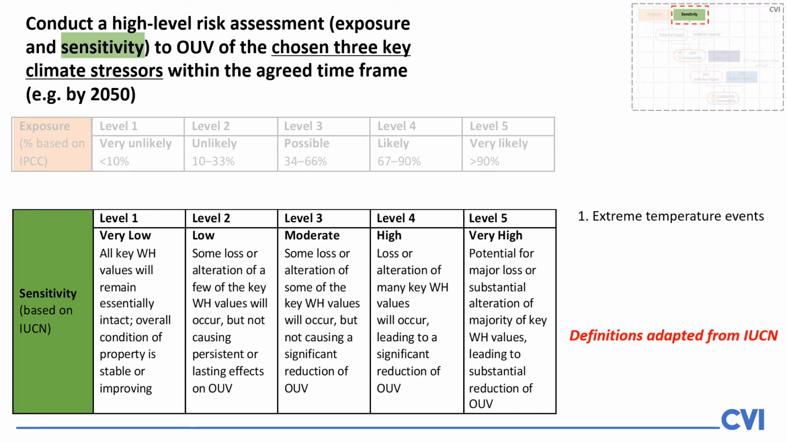So if we look at our first key climate stressor, extreme temperature events, is the sensitivity of the OUV of the property going to be very low? In other words, are all the key values going to remain essentially intact? And is the condition of the property either stable or improving? Or, when we look at this climate stressor, is the sensitivity going to be at the other end, very high, which means potential for the major loss or substantial alteration of the majority of the values, leading to a substantial reduction of OUV. So we assess each of the climate stresses, storm intensity and sea level rise, on this scale of sensitivity.